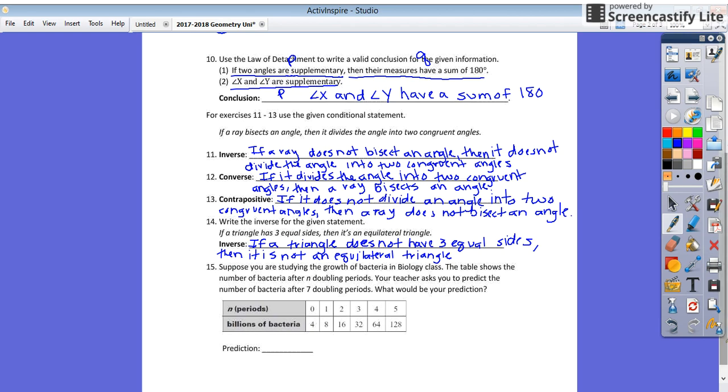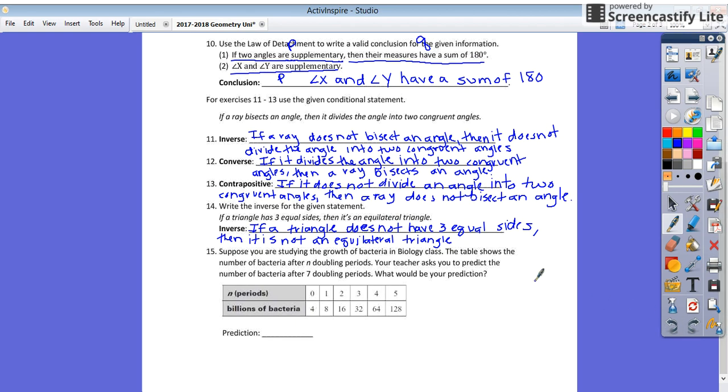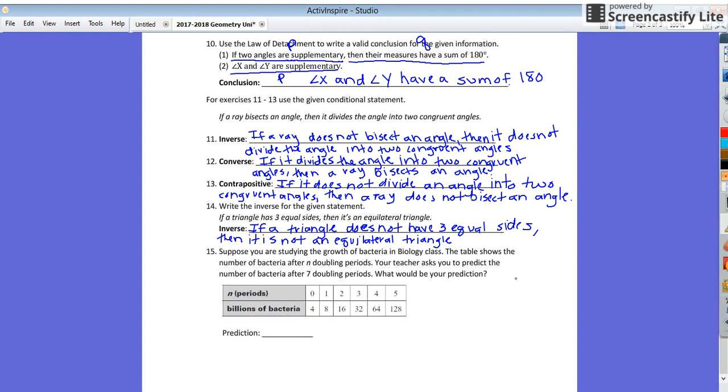Okay, on number 15, it says, suppose you are studying the growth of bacteria in biology class. The table shows the number of bacteria for n doubling periods. Your teacher asks you to predict the number of bacteria after 7 doubling periods. What would be your prediction?